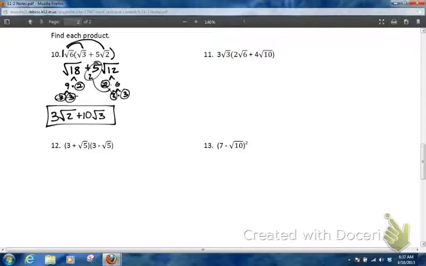So, like I said, this section should be very easy, all things that we really know how to do already. So, why don't you go ahead and try number 11, and then after unpausing the video, check my work to see if you've done it the same.